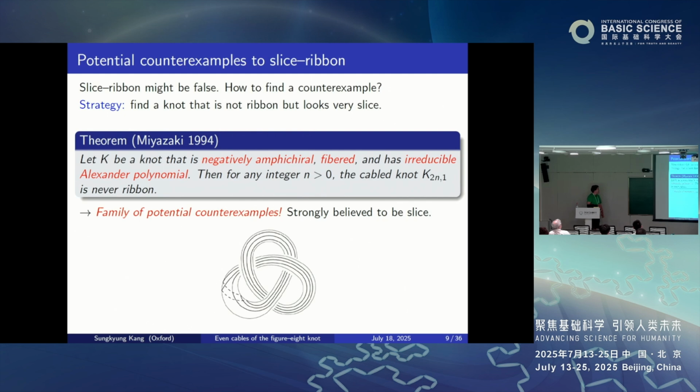But anyway, I'm on team false, and in fact, I think most conjectures in smooth four-dimensional topology should be false.